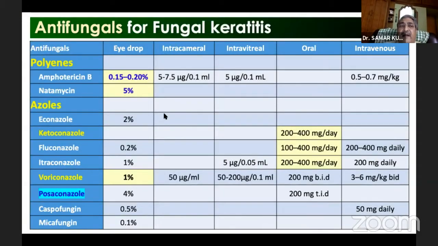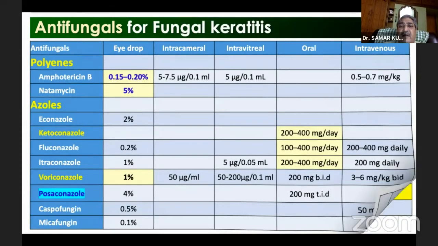In the antifungals, we basically have two groups, Polyene and Azole. In the Polyene group, we have natamycin and amphotericin B. Amphotericin B we need to prepare ourselves, but natamycin is the only drug that is commercially available, at 5%. And we have the azoles: fluconazole, ketoconazole, and itraconazole. Nowadays, posaconazole is also a concern, but it is used for mucormycosis, not for keratitis.